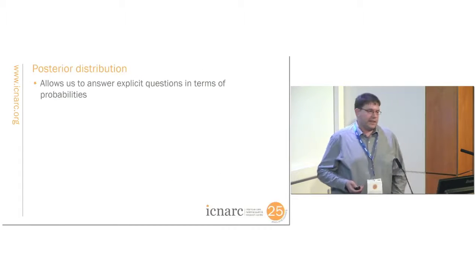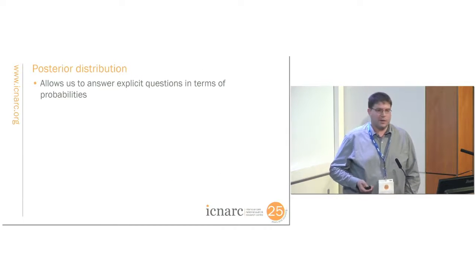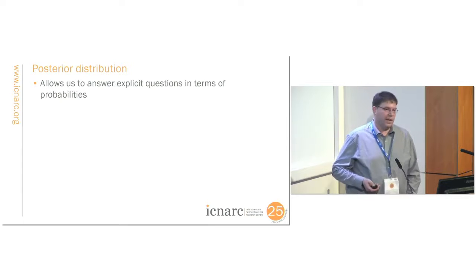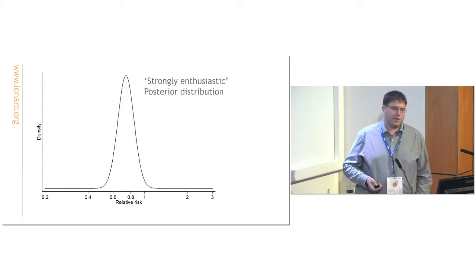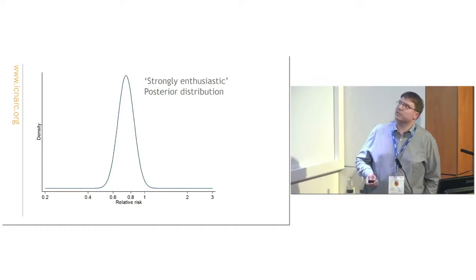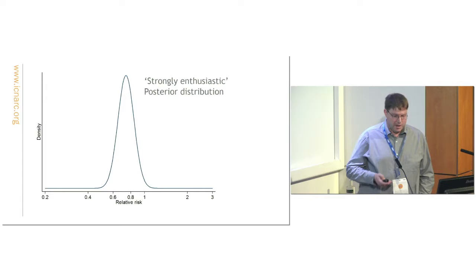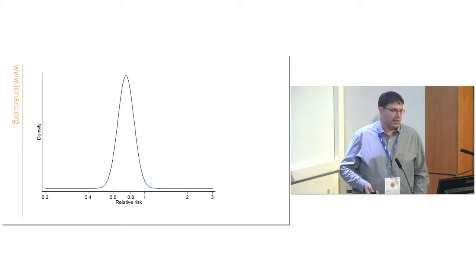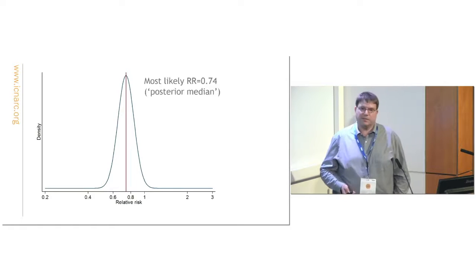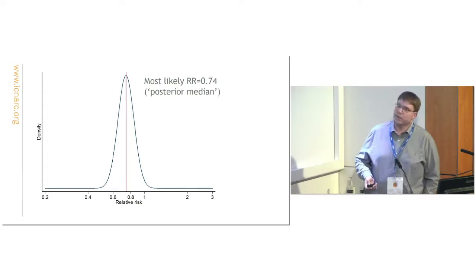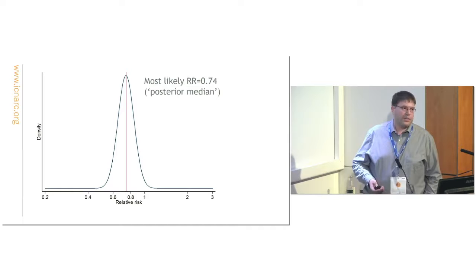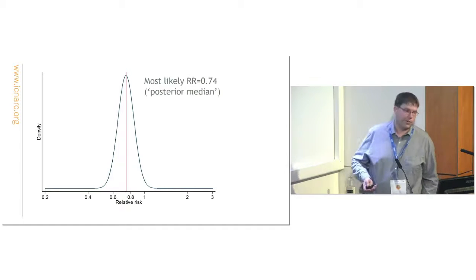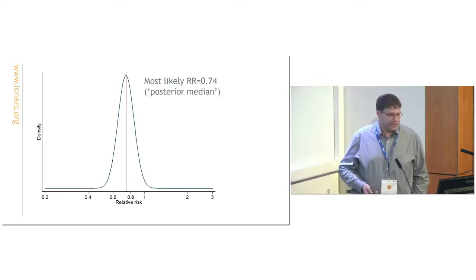So that posterior distribution allows us to answer explicit questions about the results of the trial in terms of probabilities. Here I've pulled out that posterior distribution from the previous plot. So this is our strongly enthusiastic posterior distribution. And what types of things can we get out of that plot? Well, the first thing to look at is obviously where's the maximum. So we can say from this plot that if those were your beliefs beforehand and now you've seen the Aeolia data, then you would now believe that the most likely relative risk associated with ECMO is 0.74. This is our posterior median.